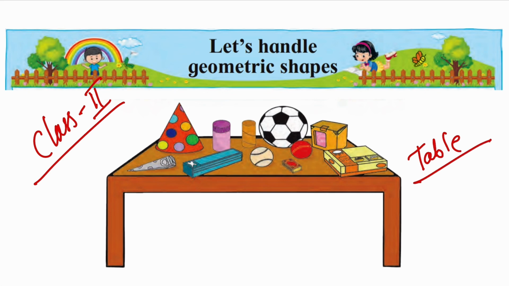What is kept on the table, my dear students? What are the things that are kept on the table? A clown's cap, you can see, a mehendi cone, a box, a mithai box, a ball, right? And a matchbox, etc. You can observe the table very carefully. Different things are kept on the table.